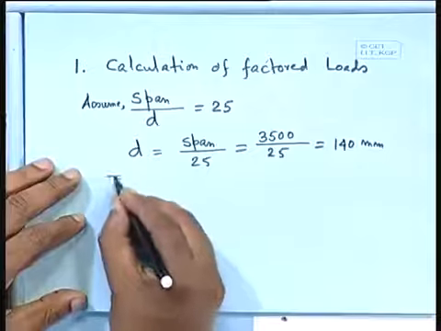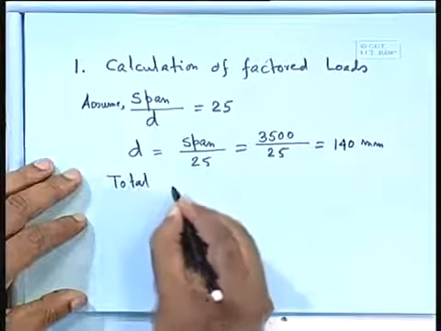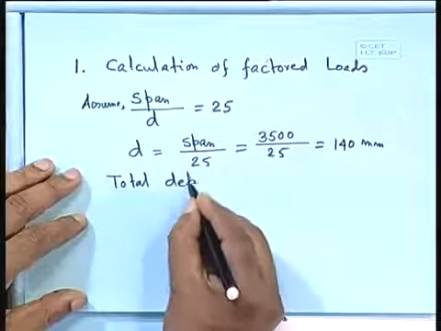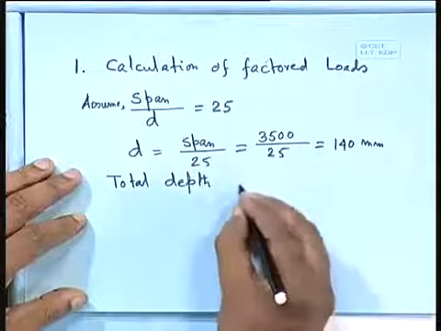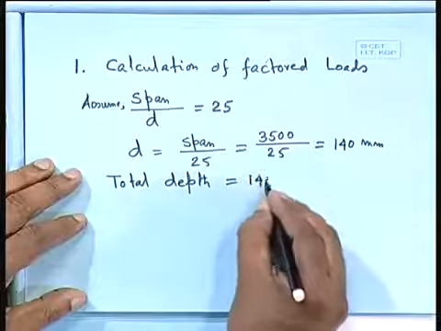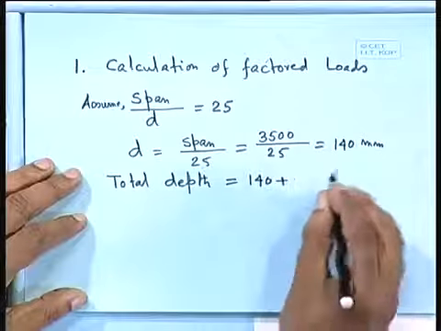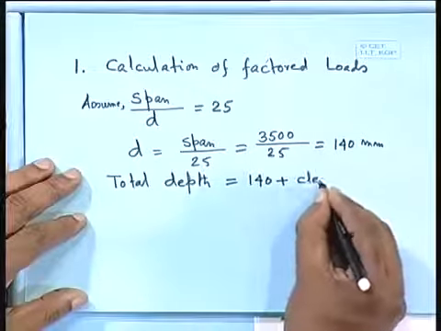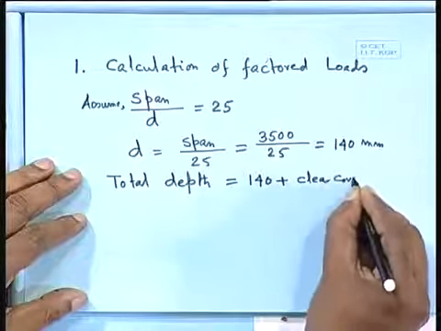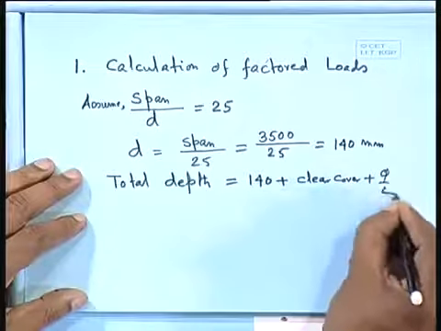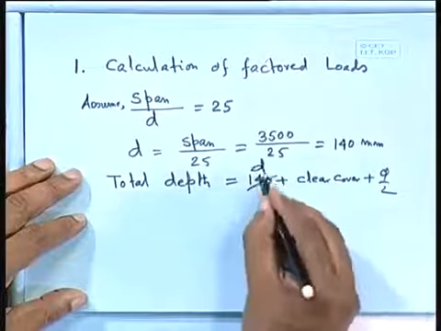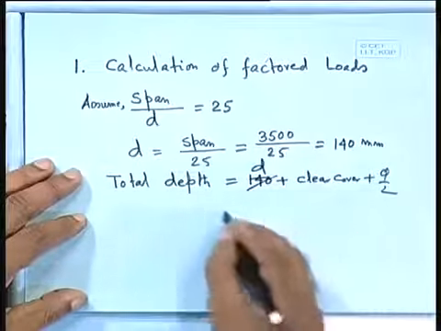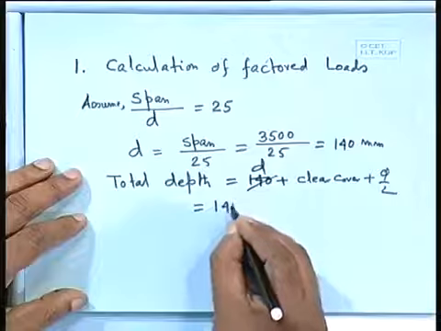Total depth D equal to 140 plus clear cover plus 5 by 2. Let us write down here D, D plus clear cover plus 5 by 2, D equal to here 140.